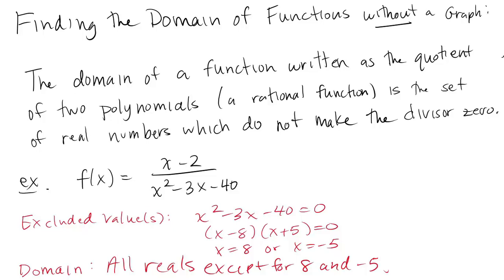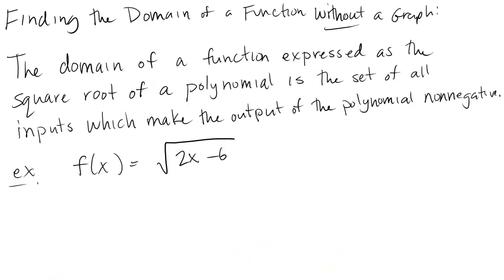The third case we're going to investigate in this video is when you've got a polynomial under a radical. And we'll do a couple of examples of this. So the domain of a function expressed as the square root of a polynomial is the set of all inputs which make the polynomial non-negative. Now, why do we have that restriction? Well, remember that if we expect to get a real number output, the thing under the radical is not allowed to be negative. So the thing under the radical must be non-negative.